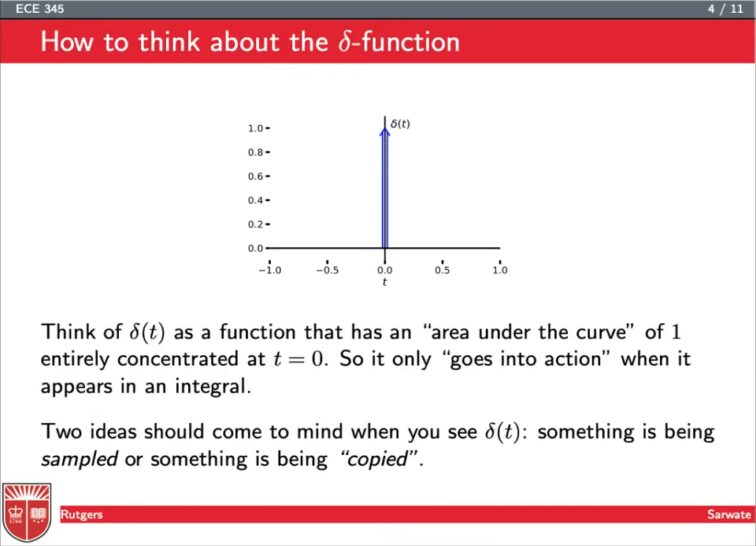So what does that mean? What you should think about when you see the unit impulse function is that it has an area under the curve of 1 entirely concentrated at 0. But this really only makes sense if you're essentially integrating the delta function itself or integrating the delta function times another function. So when you see delta of t, you should ask yourself two questions: is something being sampled here or is something being copied here? And we'll see these two interpretations next.